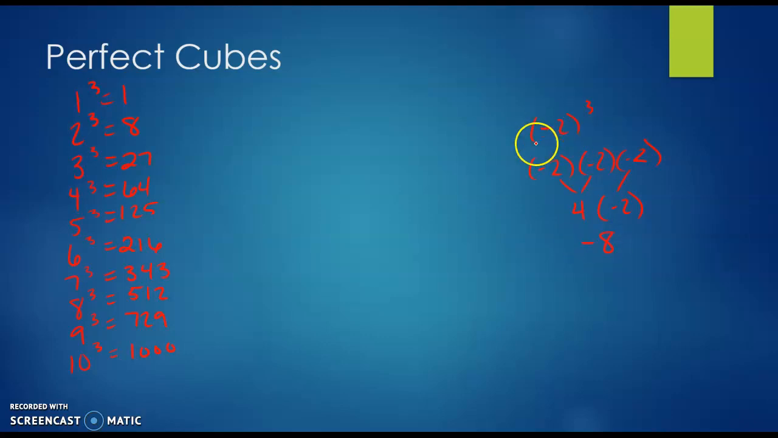And so whatever the sign is that we're cubing, that's the sign of our answer. So if we did -1 cubed, our answer is -1. -2 cubed is -8. -3 cubed is -27, and I'm hoping you can see the pattern from there. If it's helpful for you, feel free to fill it out.